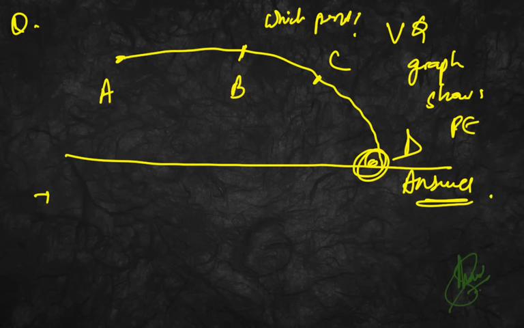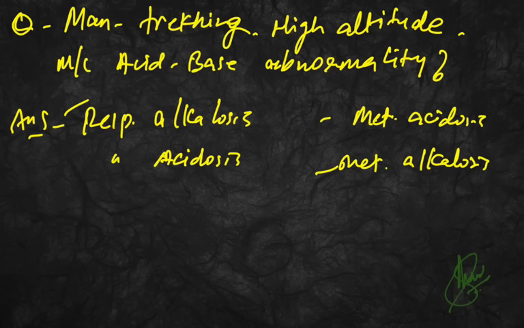Now, this is a graph given, just an image-based question. On a VQ graph, which point shows pulmonary embolism? Point D shows the pulmonary embolism on a VQ chart, the ventilation perfusion graph.